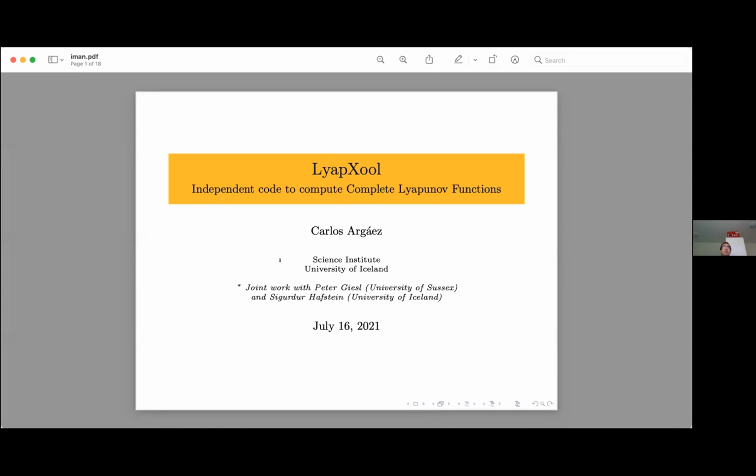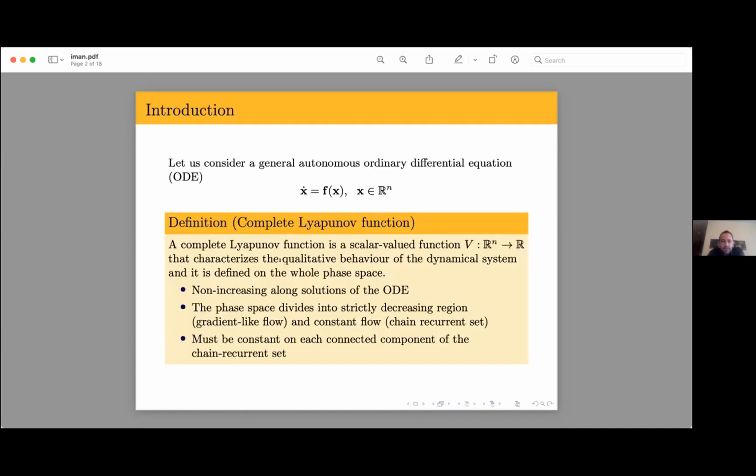Excellent. So, as Iman says, I'm going to talk about the software we developed at the university, which is a natural consequence of the work we have been doing there. This software is called LabShoal, and it's joint work with Peter Giesl and Sigurdur Freyr Hafstein. Let's just start from the beginning.